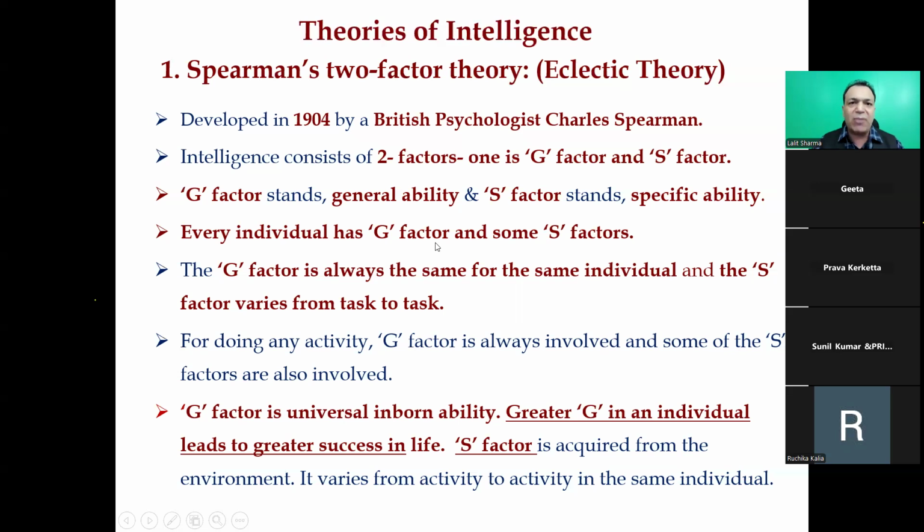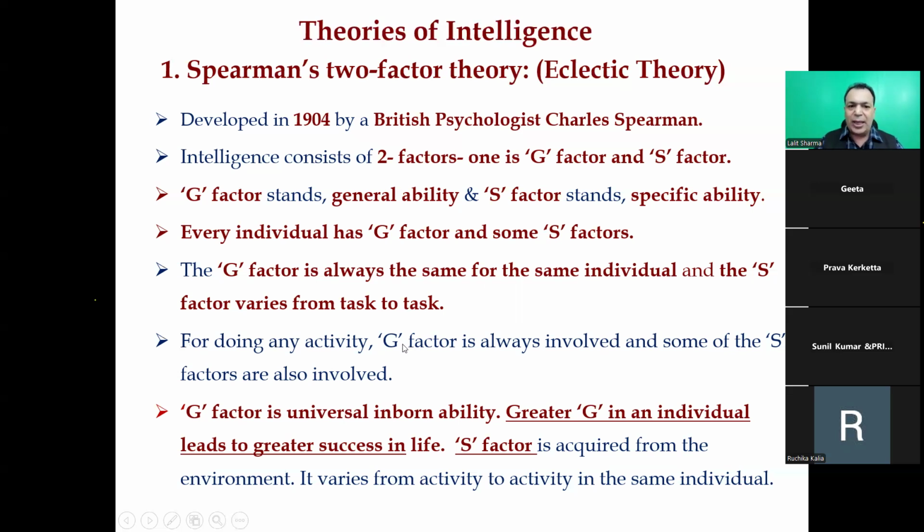Every individual has G factor. This is important. It is universally inborn, this G factor is inborn. It means every person, every child on this planet is born with the G factor, as set by Spearman. You must mention this along with it. Okay, it was set by Spearman. Every individual has the G factor, meaning general factor, and some S factor. The G factor is always the same for the same individual, and the S factor varies from task to task.